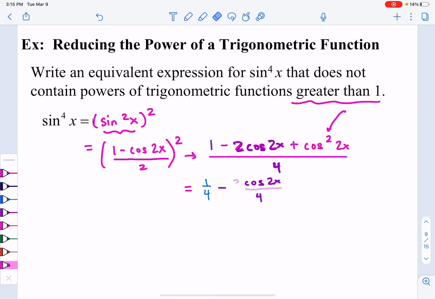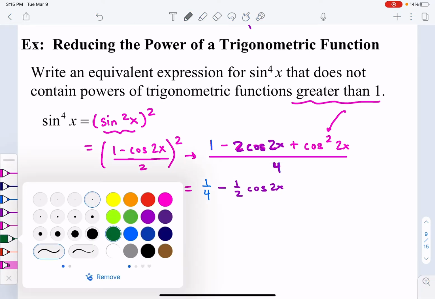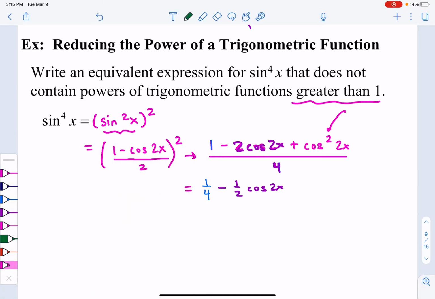So I'm going to get rid of this and call this a 1/2 of cosine of 2x. I'm going to drop that down just a little bit. And then I take my next piece. I have a plus the cosine squared of 2x. And so I'm dividing that piece by 4. So that means I'm going to have a positive 1/4 multiplied with this cosine squared of 2x.